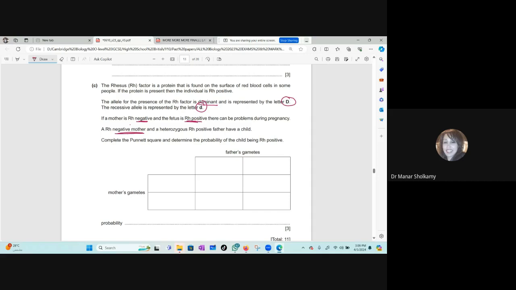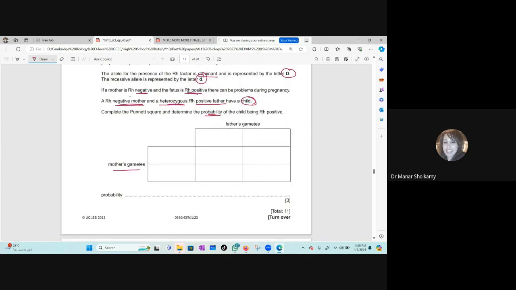An Rh negative mother and a heterozygous positive father have a child. Complete the Punnett square and determine the probability of the child being Rh positive. Now, what are the mother's gametes if she is negative? Homozygous recessive. Yes, so it is small d and small d. And this will be here, small d and small d.